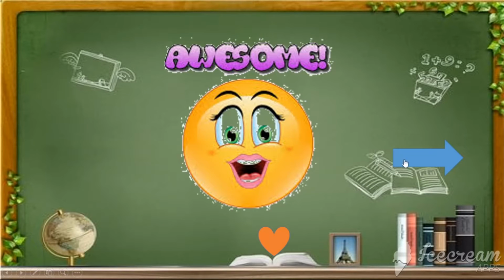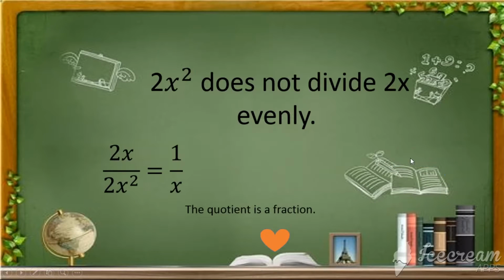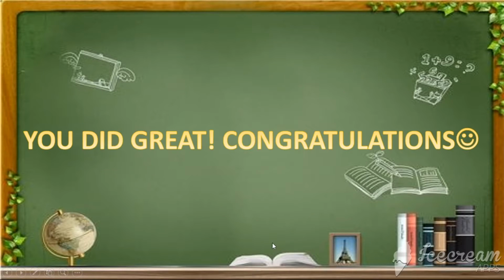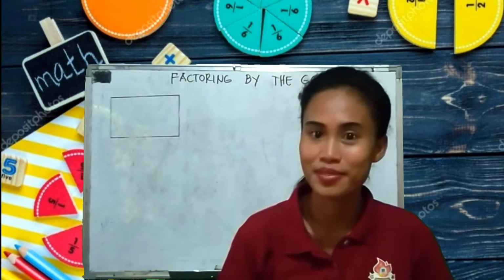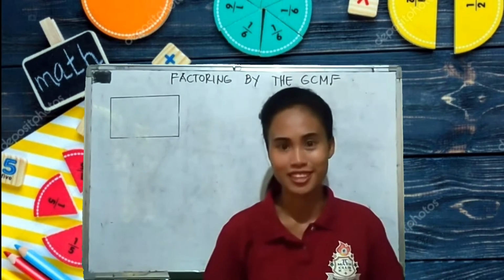Very good. Now we need to explain it. 2x squared does not divide 2x evenly. Why? Because 2x divided by 2x squared is equal to 1 over x, and the quotient is not a whole number, rather a fraction. Congratulations. Did you enjoy the game? Of course, you had a lot of fun.